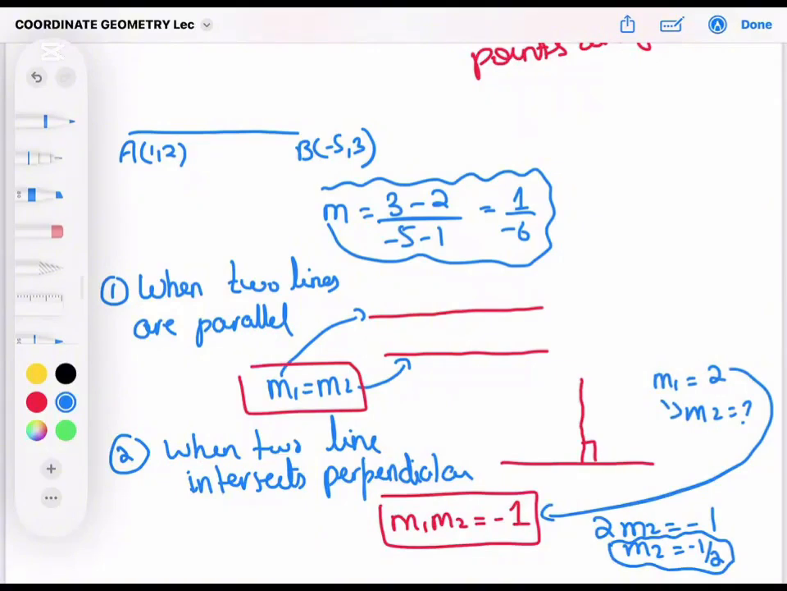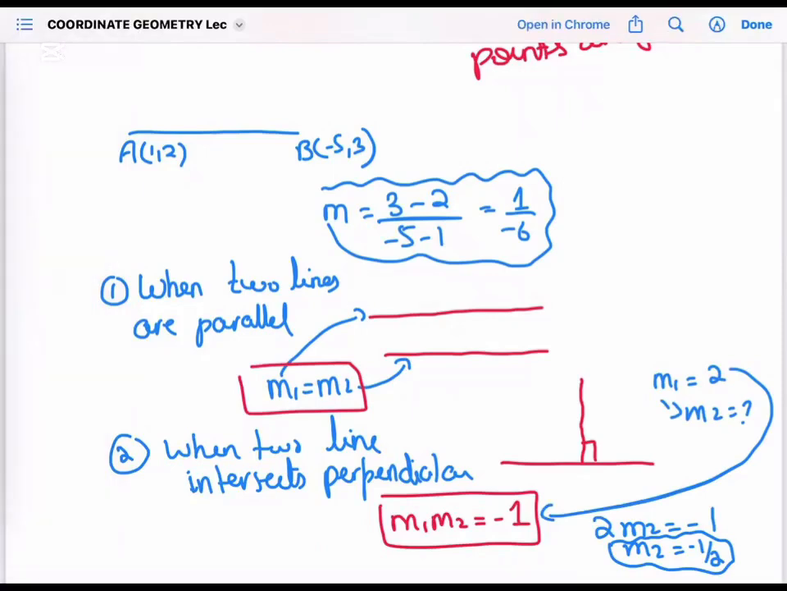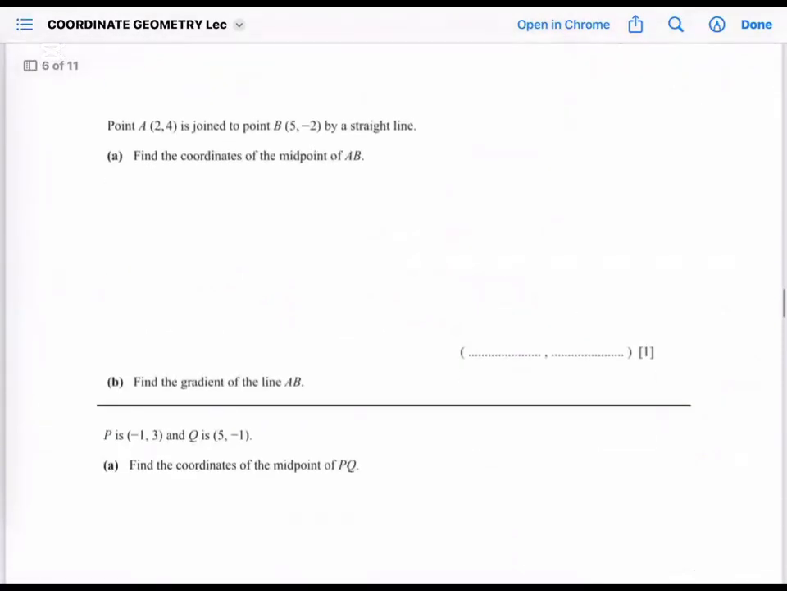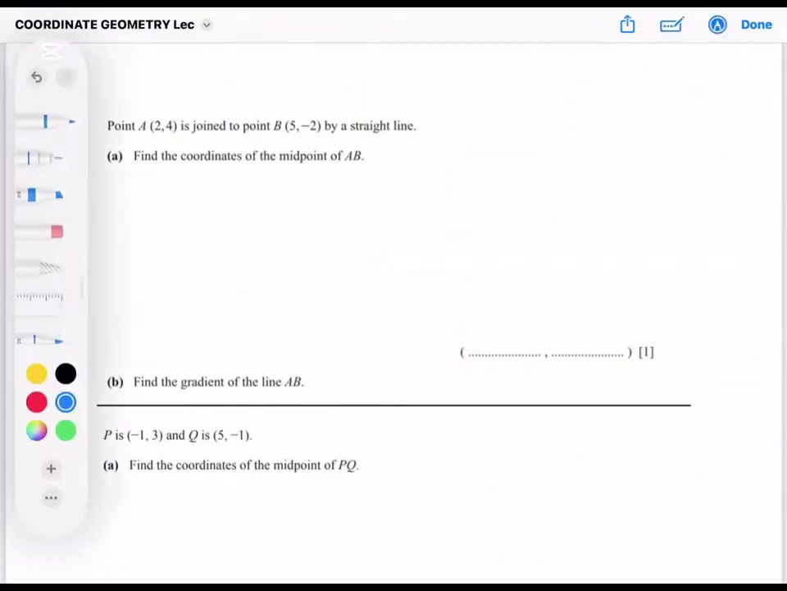Any confusion? No. Okay, great. Now we are moving towards some questions, so we'll see how to solve this. Now, we will not do this part, we will do part number B. Point A is 2 comma 4, joined to the point B, 5 comma minus 2. We have to find the gradient.